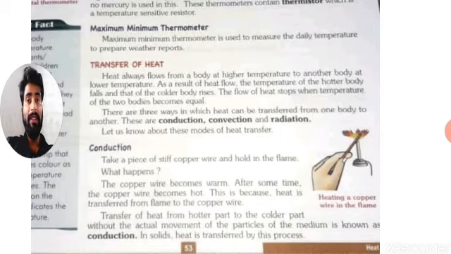What is the necessary condition for conduction? Objects should be in direct contact. The temperature of the two bodies should be different. That means one body should be hot and one body should be cold. So these are the conditions for conduction.